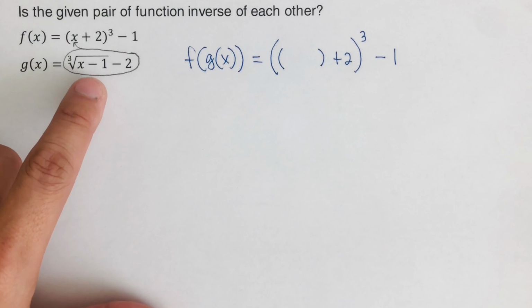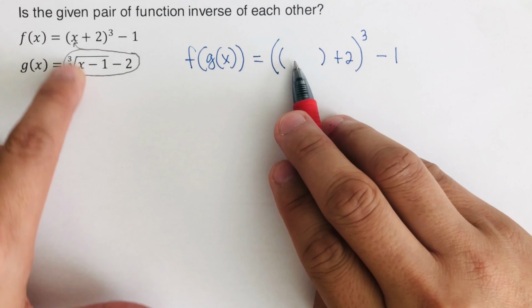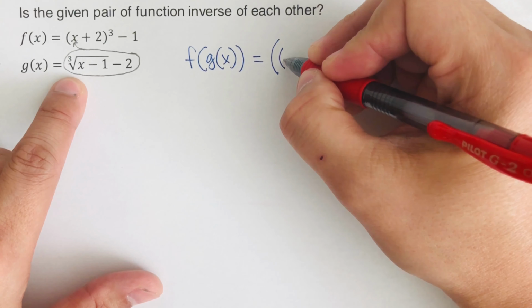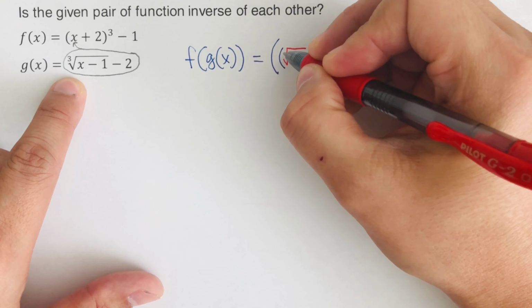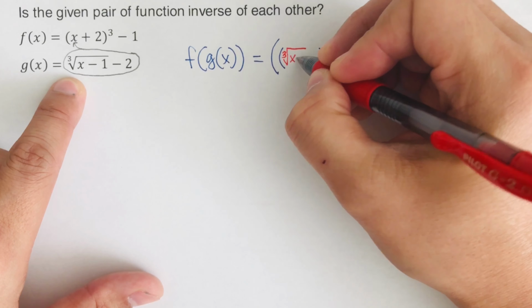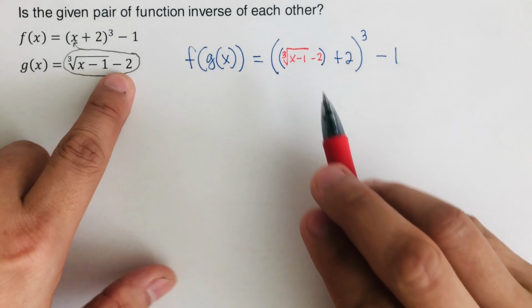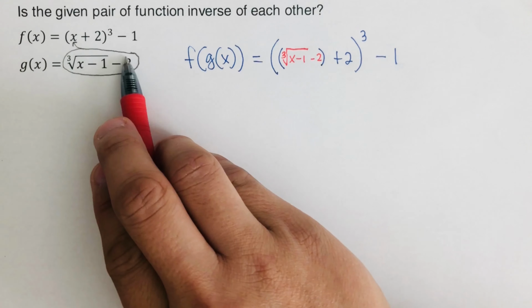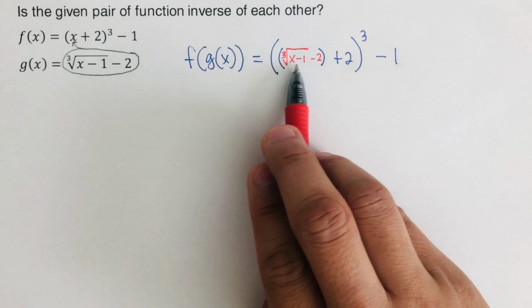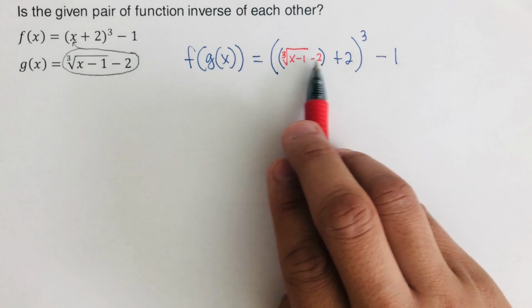So then we go ahead and plug in this g of x into the x. So this is equal to the cube root of x minus 1. And then there's a minus 2 at the end. Okay, so what I did was I plugged this into the x. And that's how it looks like now. It is in red. So the g of x was in red.